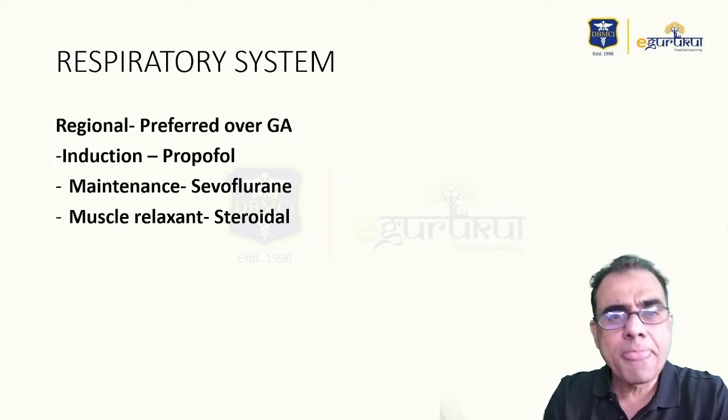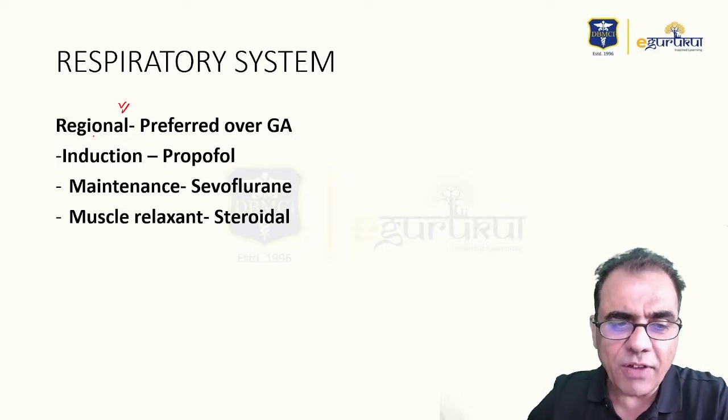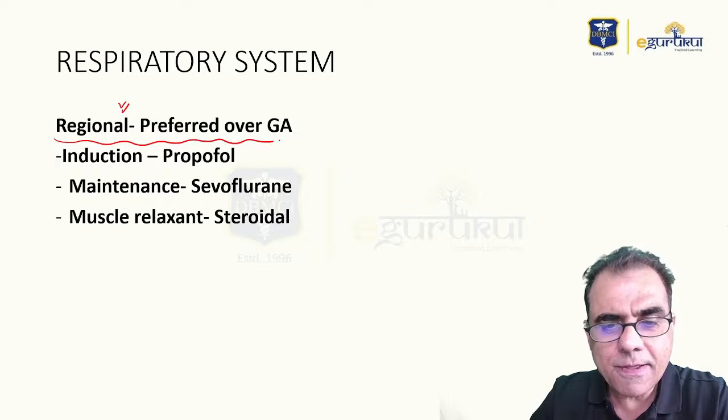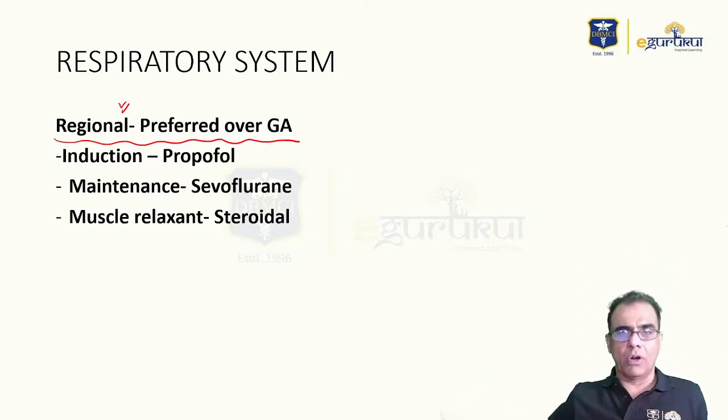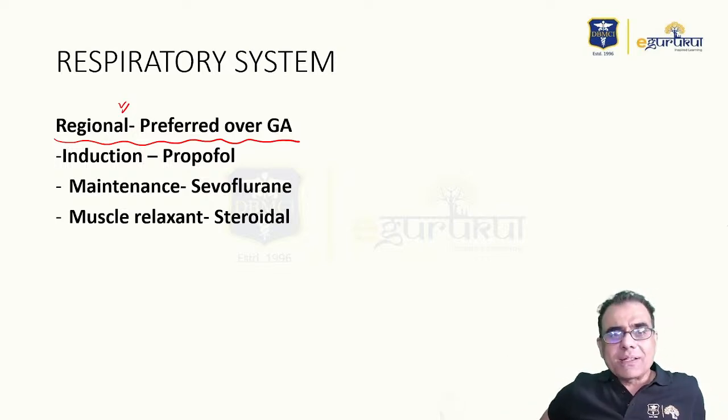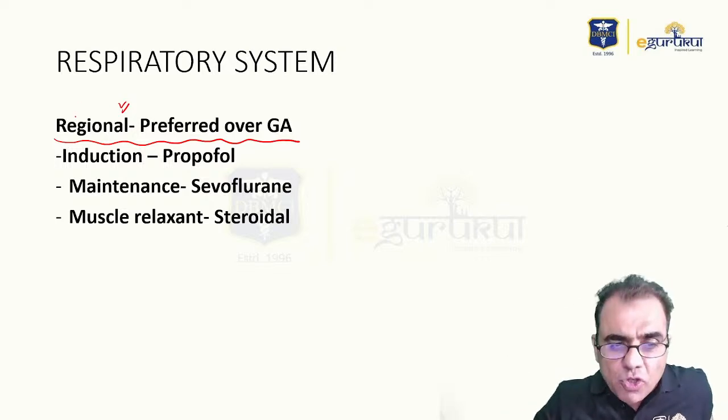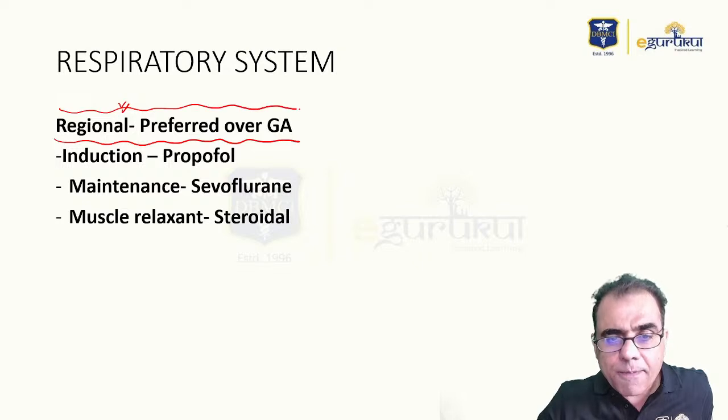Respiratory system. For a respiratory system, what will you prefer, regional or GA? If a surgery can be done in a spinal or epidural or any nerve block, why should we be touching the respiratory system? So anesthesia of choice will always be regional.